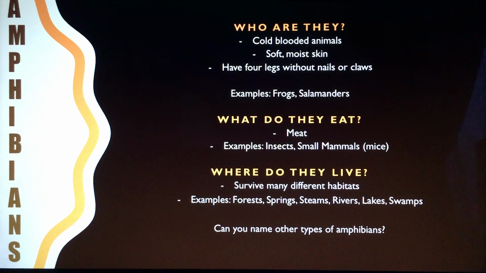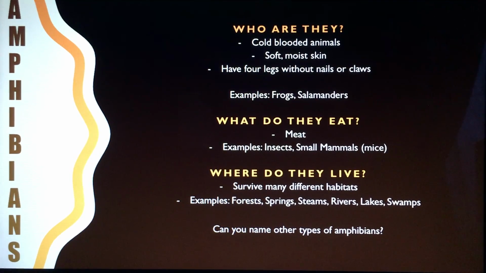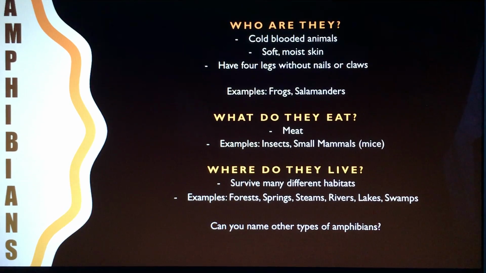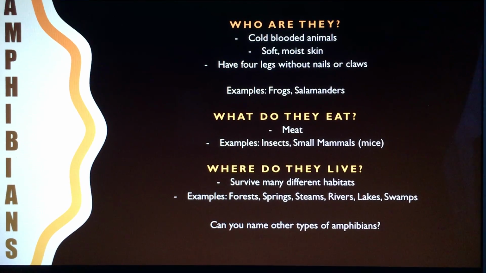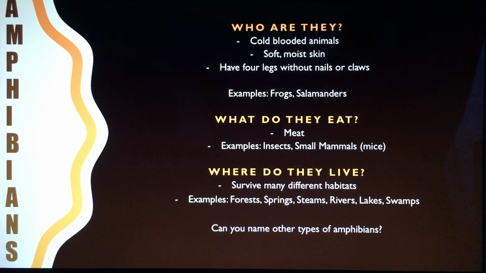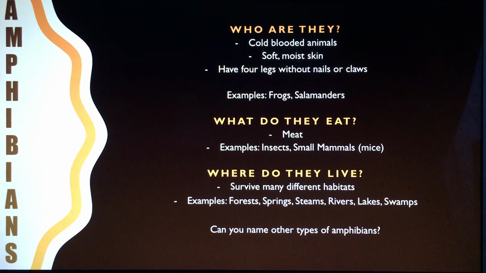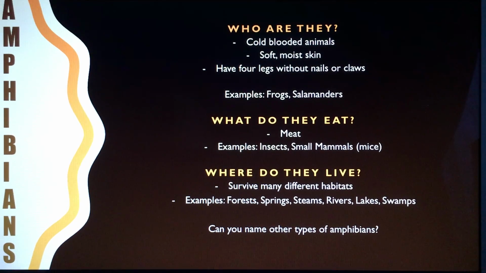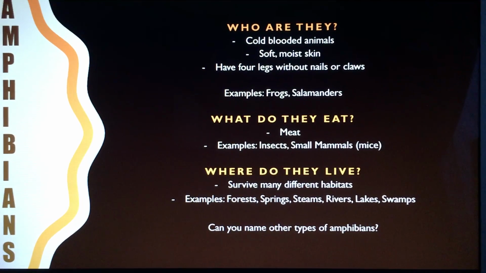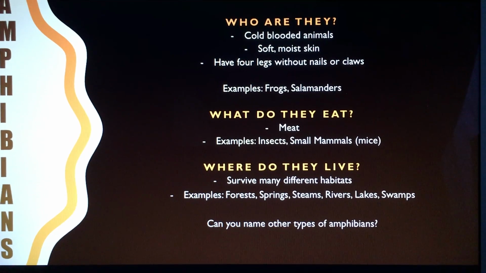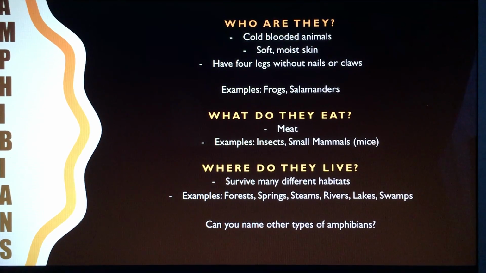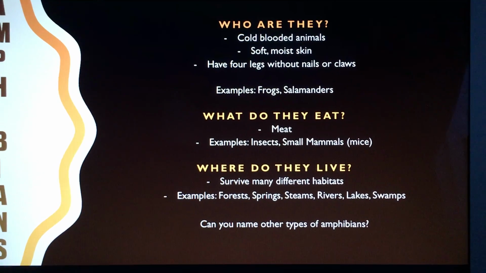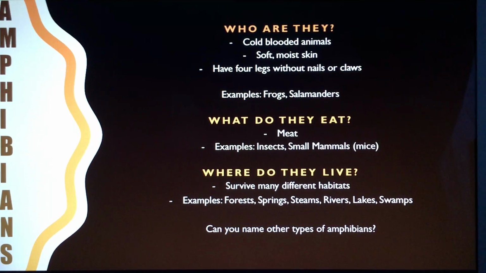Next are amphibians. Amphibians are cold-blooded animals, terms that now my students should be familiar with. They have soft, moist skin, 4 legs without nails or claws. Some examples of amphibians are frogs and salamanders. They mostly eat meat. Some examples are small insects or mammals. They survive in many different habitats, from forests, springs, streams, rivers, lakes, and swamps.